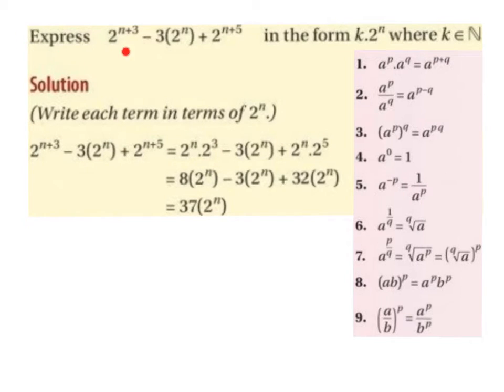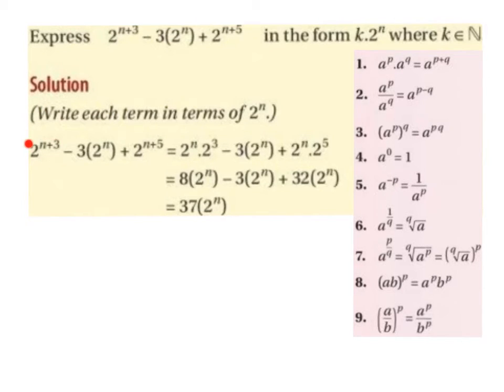So in this question we want to express 2^(n+3) − 3 × 2^n + 2^(n+5) in the form of k · 2^n, where k ∈ ℕ, so k is a natural number, which is a positive whole number. This dot here means multiply. So the first thing we have to do is write each term in terms of 2^n.